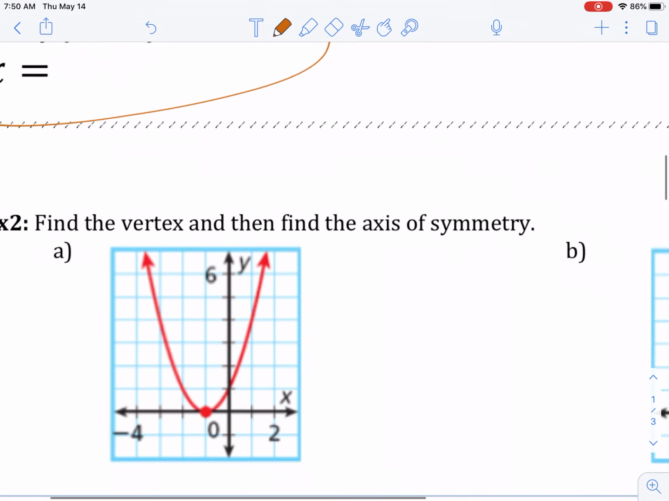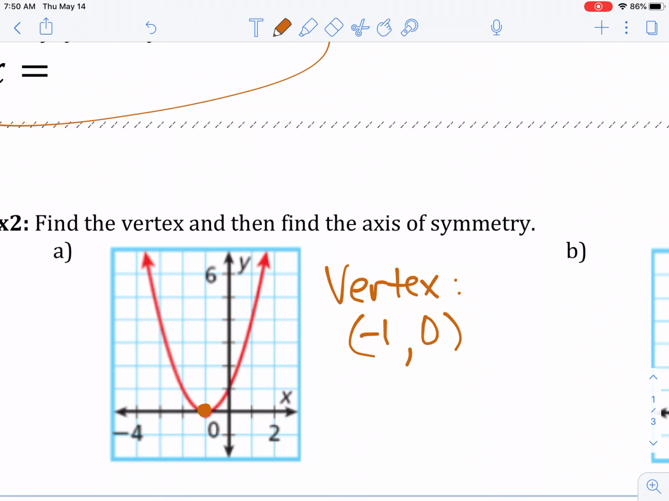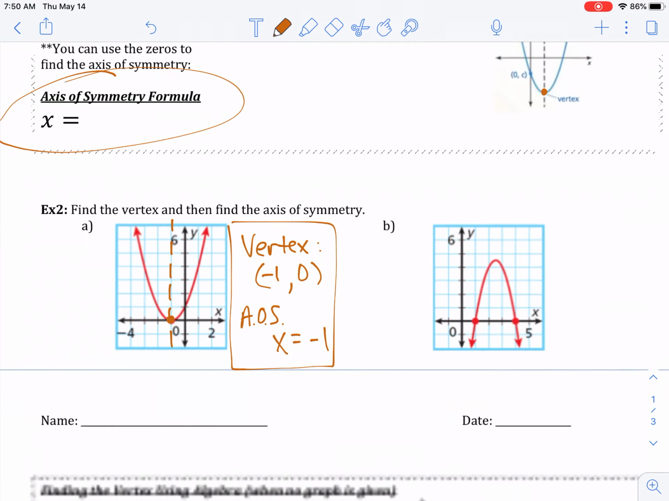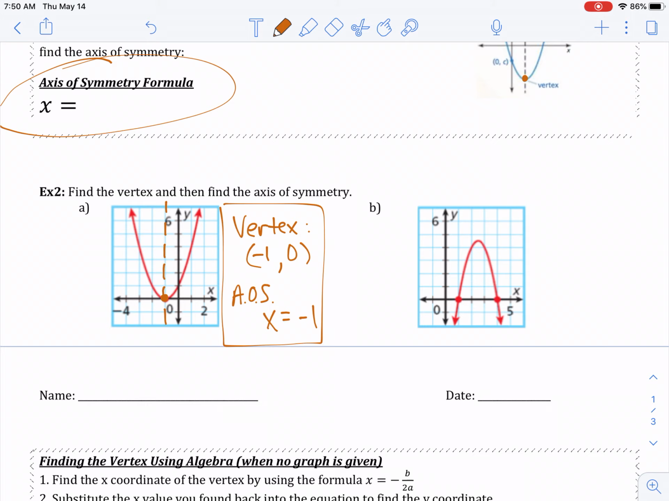So find the vertex and then find the axis of symmetry. The vertex coordinates are right there: -1, 0. The AOS, the axis of symmetry, is this line that goes through the vertex. The way you write the axis of symmetry is x equals -1. Whatever that x value is for the axis of symmetry, it also happens to be the zero here. But whatever the x value is of the axis of symmetry, that is how you write it.